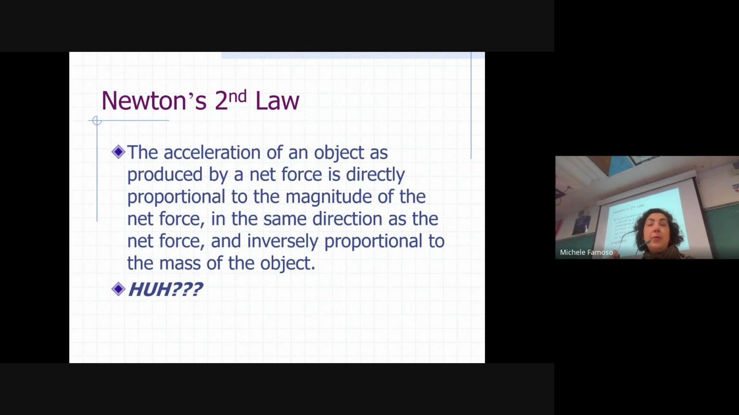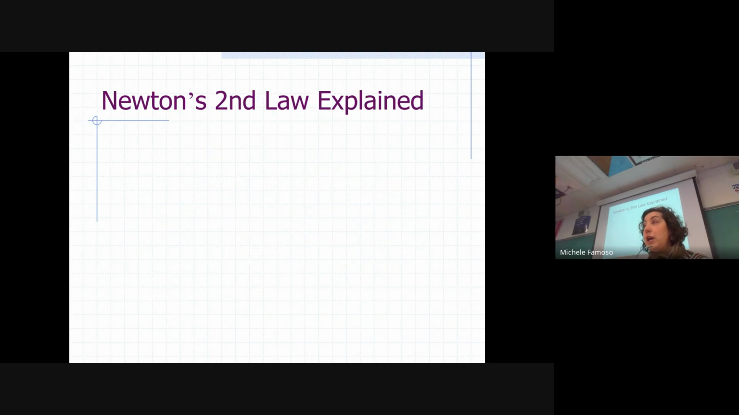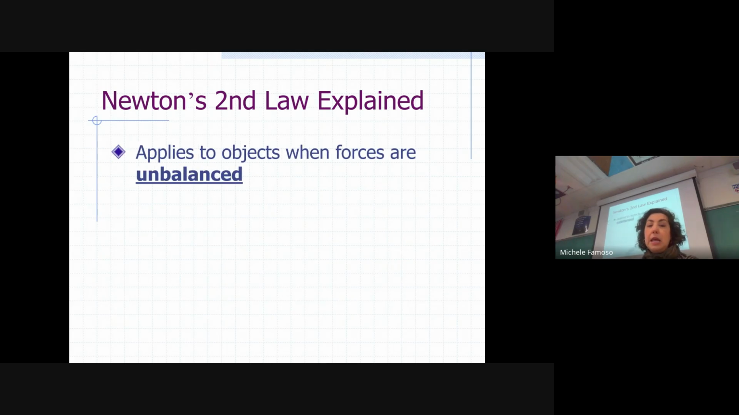Is everybody all set with that bullet item? Okay, so let's now try to explain what it says. It says, first of all, that this law applies when the forces are unbalanced. Newton's first law tells us what happens when the forces are balanced. This law tells us what the object will do when they are unbalanced. So first law is balanced, second law is unbalanced.